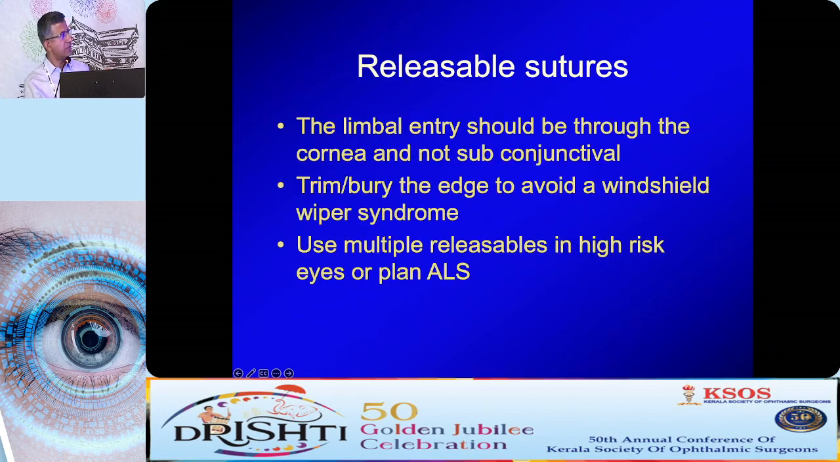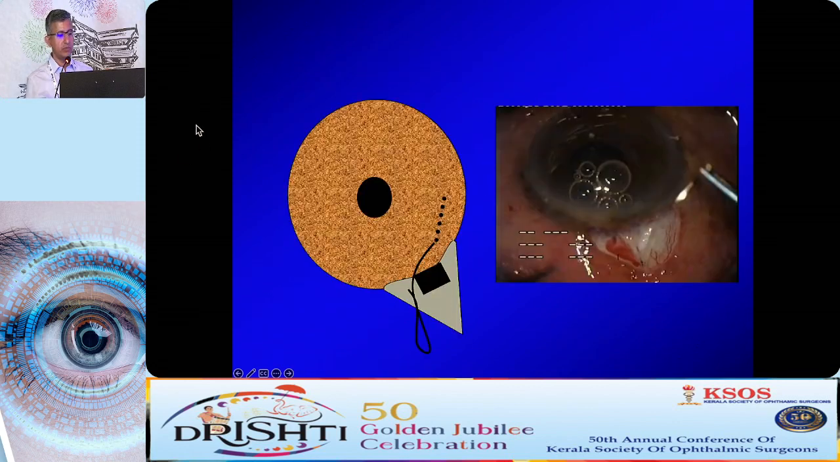So whenever you're taking the releasable suture, there are a few things. One is the limbal entry should be through the cornea and not subconjunctival, because if it's subconjunctival, it acts like a wick. You should trim or bury the edge to avoid a windshield wiper syndrome, and you should use multiple releasables in high-risk eyes. So basically what you're doing here is, can you play this?